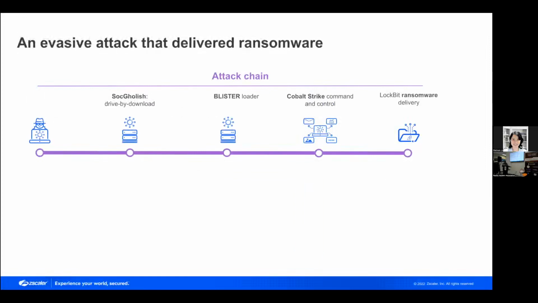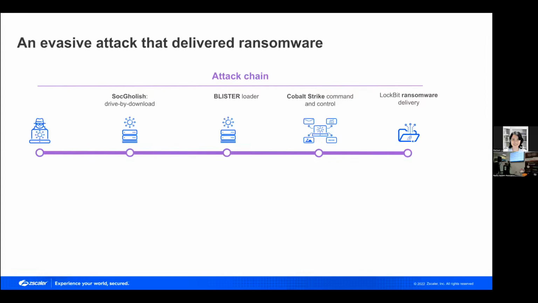So this is a real attack that delivers ransomware at the end. It did happen to a handful of Zscaler customers, but the good thing is we were able to detect it and block it before the ransomware was delivered. There were three evasive tactics in this attack. First, it was using a drive-by download to trick the user into downloading a zip file, which looks like a normal Chrome update. And if you click, that zip file actually contains malware, which contains both the Blister loader and the Cobalt Strike beacon. When the Blister loader gets executed, the Cobalt Strike command and control starts.